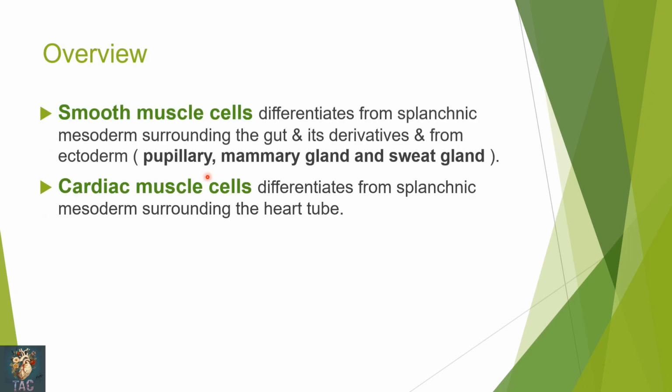Smooth muscle cells differentiate from the splanchnic mesoderm surrounding the gut and its derivatives. The exceptions to this rule are the pupillary muscle, the muscles of the mammary gland, and the erector pili muscle of the sweat glands, which are derived from the ectoderm. So these are very important MCQs. Thus, all of the smooth muscles differentiate from the splanchnic mesoderm, except these three smooth muscles, which develop from the ectoderm. The cardiac muscles differentiate from the splanchnic mesoderm surrounding the heart tube.